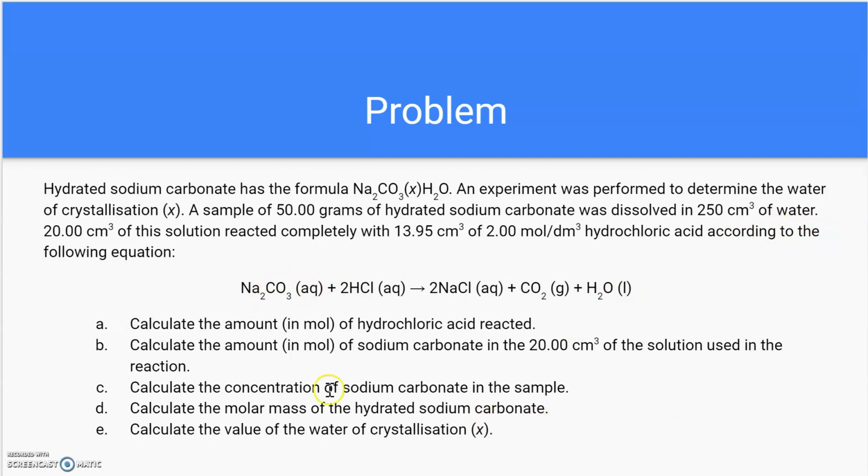We're asked to calculate 5 things. First, the amount in moles of hydrochloric acid reacted. Second, the amount in moles of sodium carbonate in the solution. Third, the concentration of that sodium carbonate in the sample. Fourth, the molar mass of hydrated sodium carbonate, so the molar mass of all of this, and then ultimately calculating that value of water of crystallization. Now, parts A, B, and C are relatively straightforward. Parts D and E will require a little bit more thinking and developing.